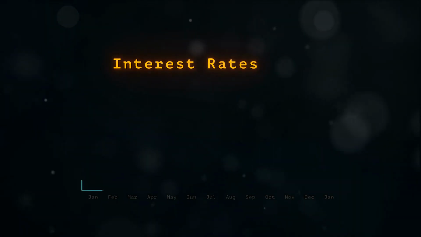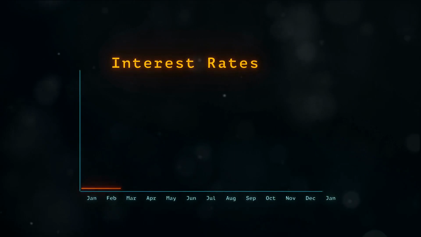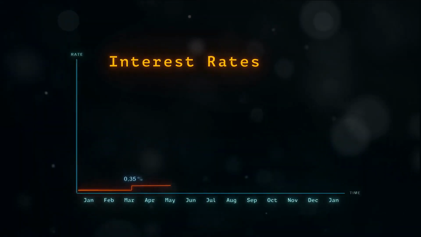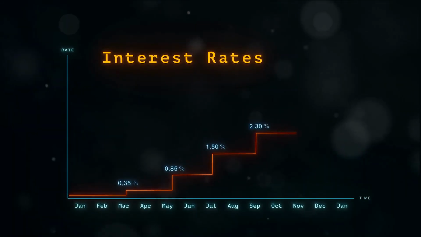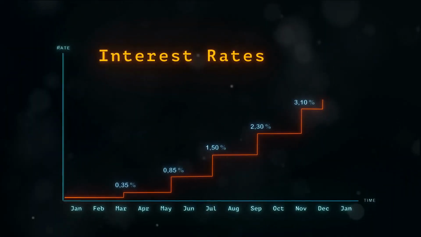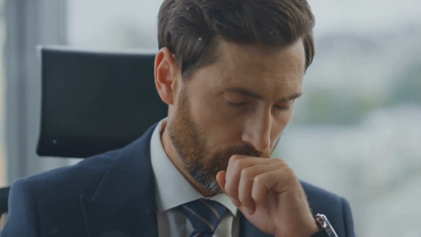Let's also look at monetary policy, which is the control of money supply and interest rates by central banks. When central banks set interest rates too high, borrowing becomes expensive. This can discourage investment and spending, leading to economic slowdown. Conversely, if interest rates are set too low for too long, it could lead to excessive borrowing and create asset bubbles. When these bubbles burst, they can trigger a recession.